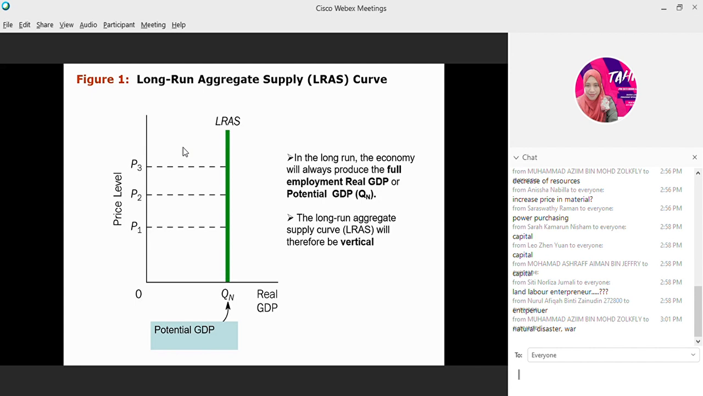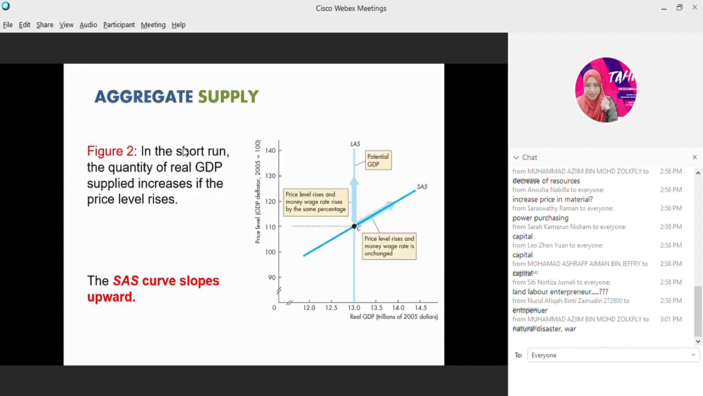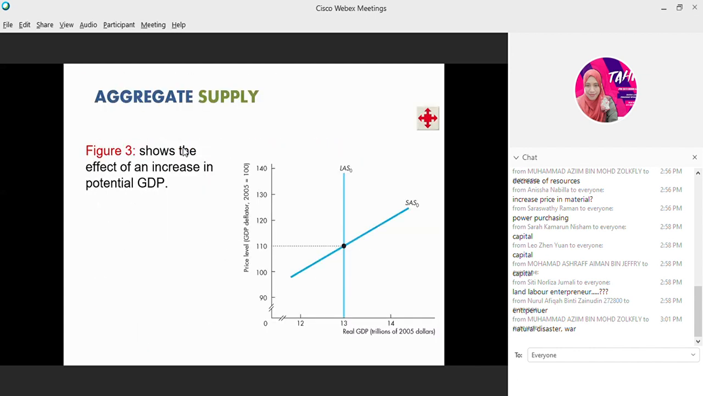But if we have factors that only affect SAS, then just SAS will shift. LRAS remains unchanged. So let's use this together. If you want to tell about the short run equilibrium, then we are referring to the SAS with the AD. If we are referring to the long run equilibrium, then you have to refer to the LRAS and SAS together with the AD.